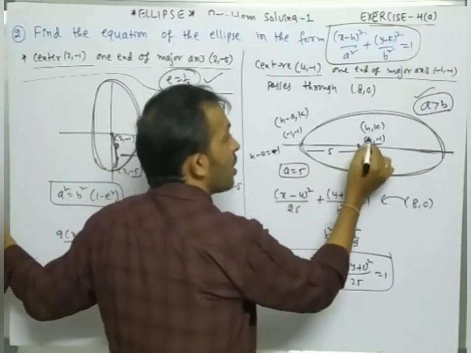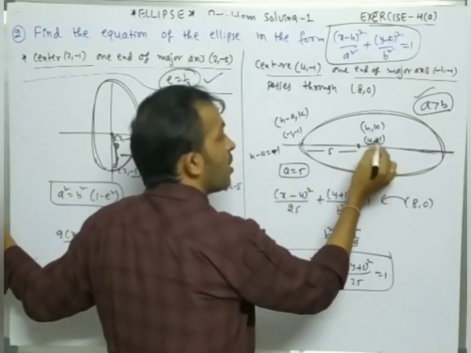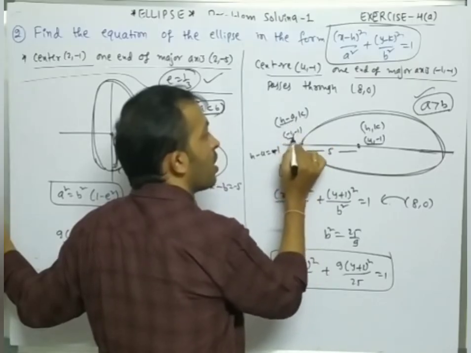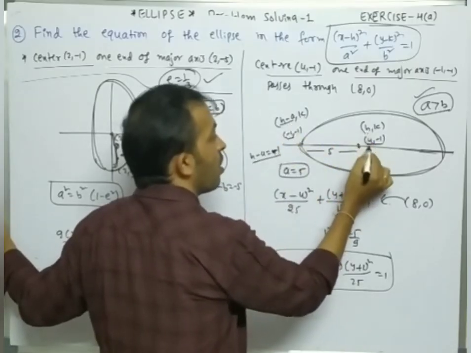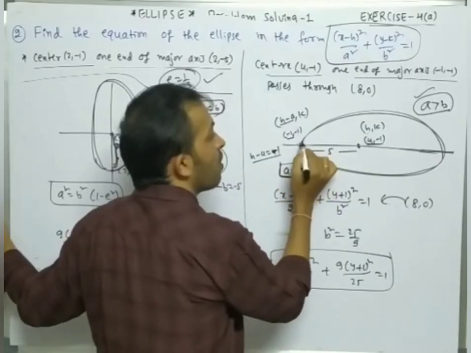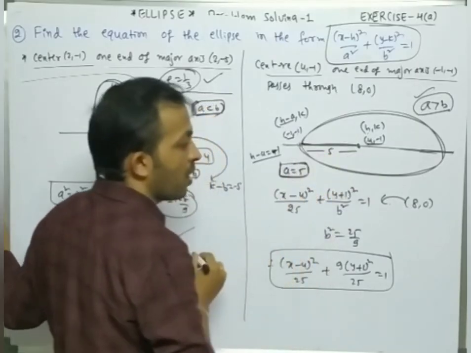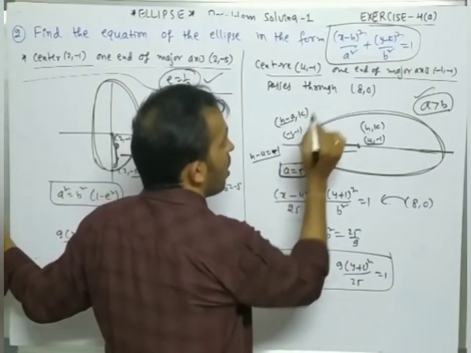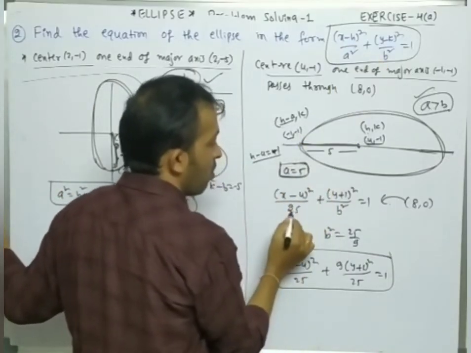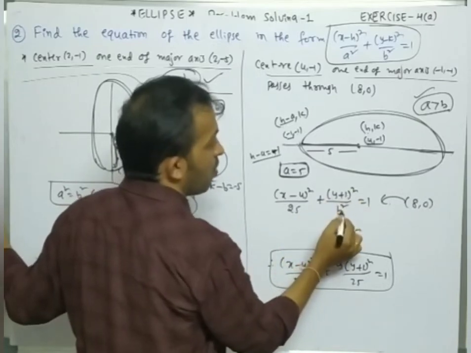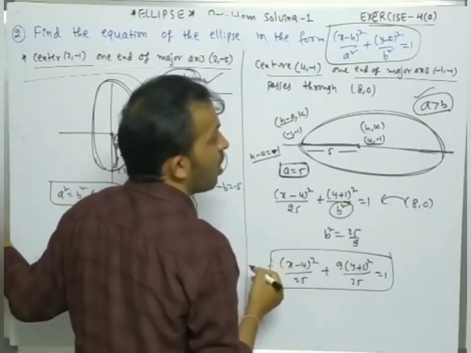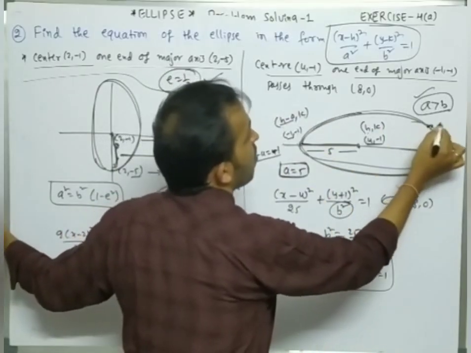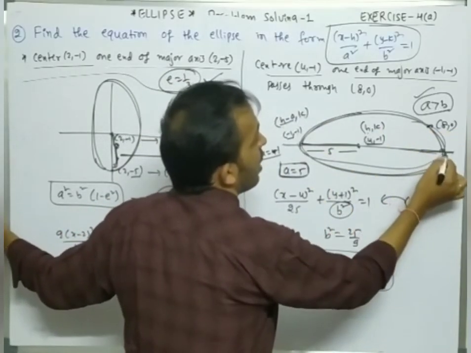Now this is h comma k. Then this is h minus a comma k, the vertex. So h minus a is equal to minus 1. H value 4. From that a is equal to 5. Otherwise this length is 5. That is a is equal to 5. Next, if we substitute all these values in this one, you will get x minus 4 whole square by 25 plus y plus 1 whole square by b square is equal to 1. We did not get the value of b. So it is given that the ellipse passes through one point, that is 8 comma 0.